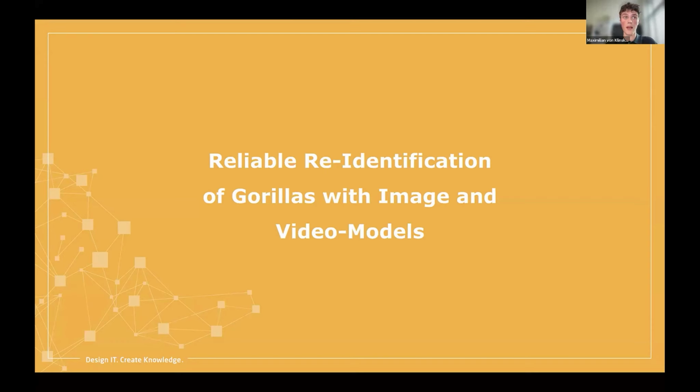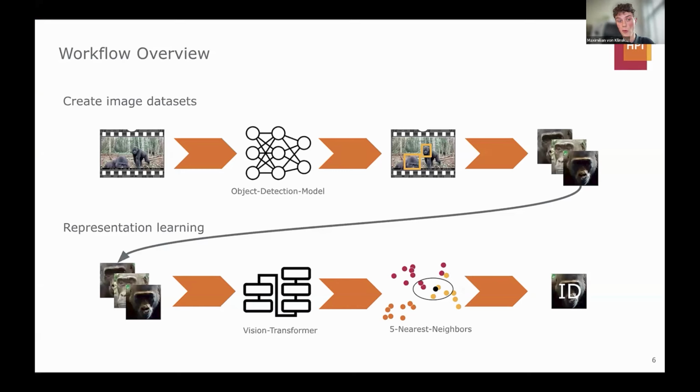So for this, we want to show you our workflow. And actually, the workflow is made out of two separate workflows. The first one is to extract all the gorilla images from the large amounts of video data we have available, and for creating the data set we need. And the second one is to then use these extracted images for actual final identification of the gorillas.